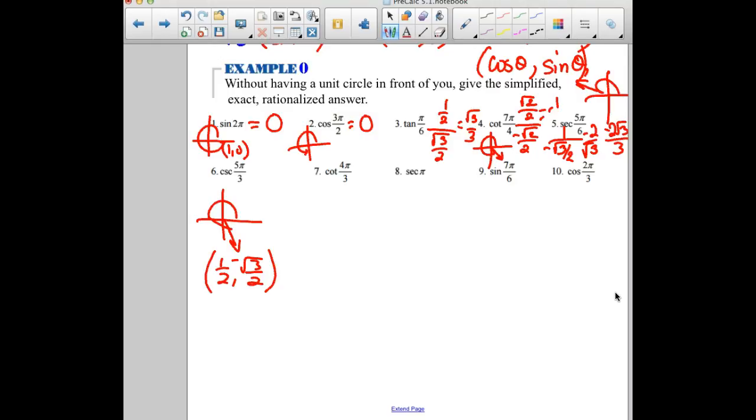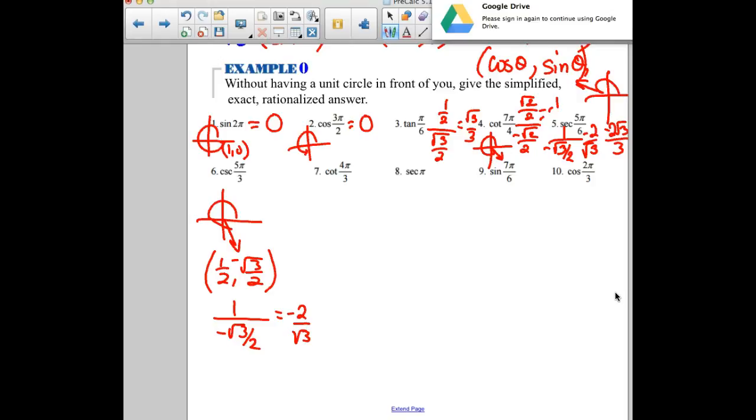We need the cosecant, which is the reciprocal of our sine value. So we need 1 over negative root 3 over 2. Taking the reciprocal of that would be negative 2 over root 3, and rationalized would be negative 2 root 3 over 3.